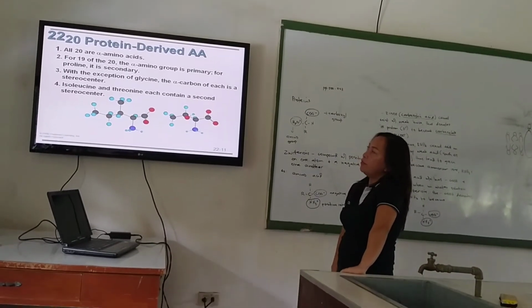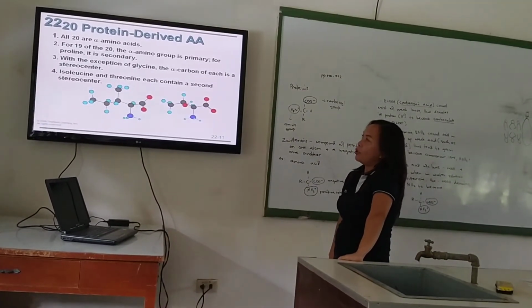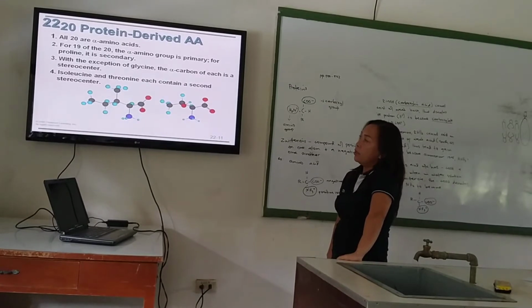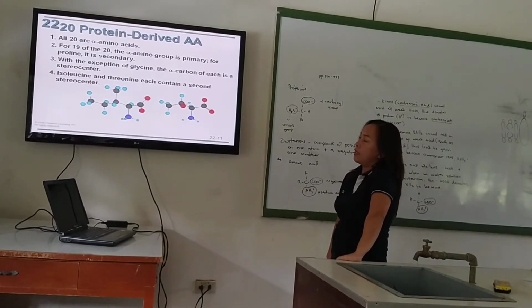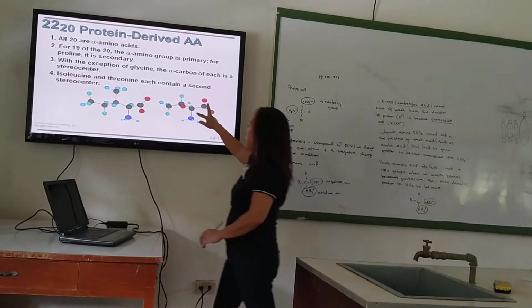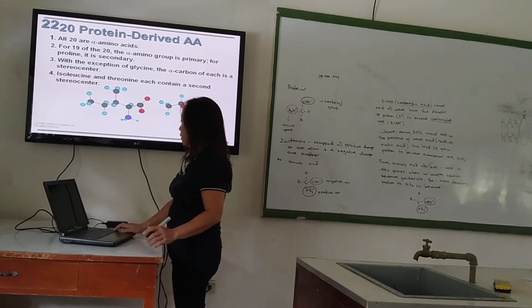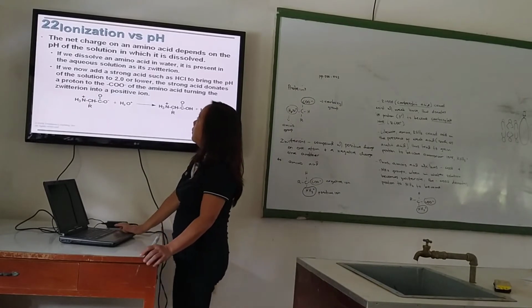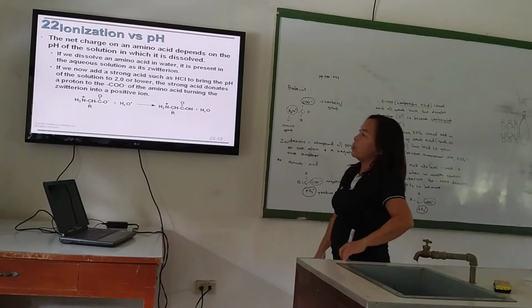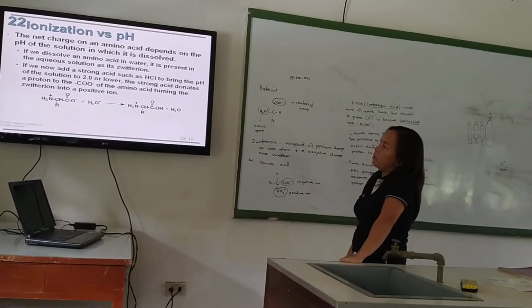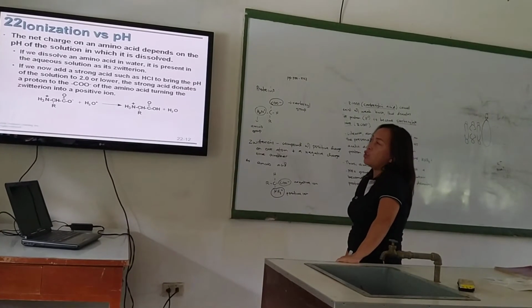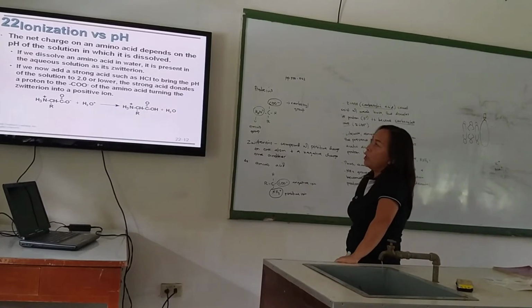Now, with the exception of glycine, the alpha carbon of each is a stereocenter. Isoleucine and threonine contain a second stereocenter. So, two stereocenters. Okay, ionization. Now, the net charge on an amino acid depends on the pH of the solution in which it is dissolved.